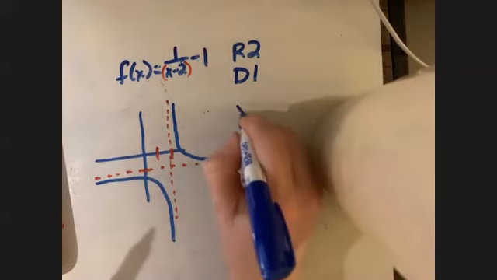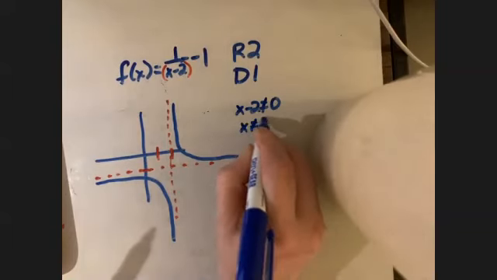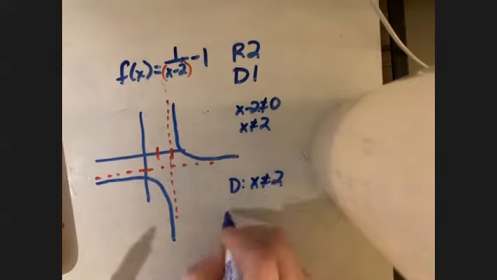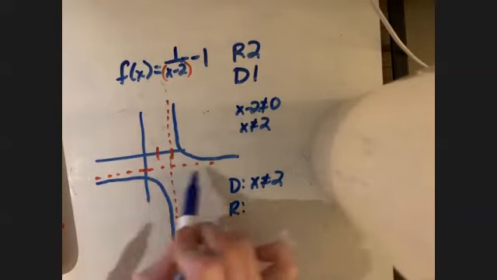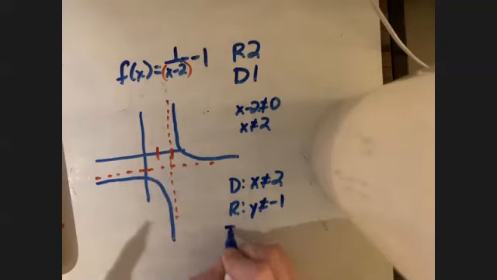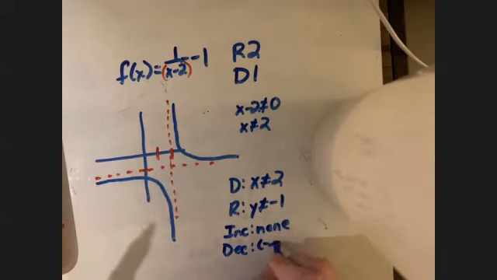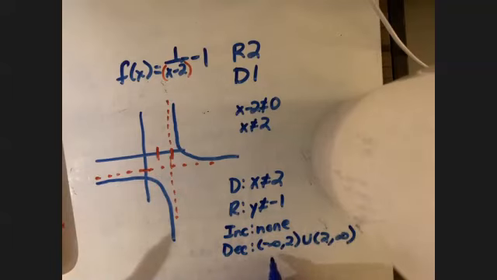Domain-wise, again, you could set that X minus 2 cannot equal 0. So X can't be 2. Range here, we've got that horizontal asymptote sitting at -1, so Y can't be -1. Increasing, again, we have none. Decreasing, okay, is going to be from -infinity to 2, and then 2 to infinity. Keep in mind, when you're doing your increasing and decreasing, it is always based on your X intervals, okay? The decreasing and increasing is what the Y values are going to do, okay?